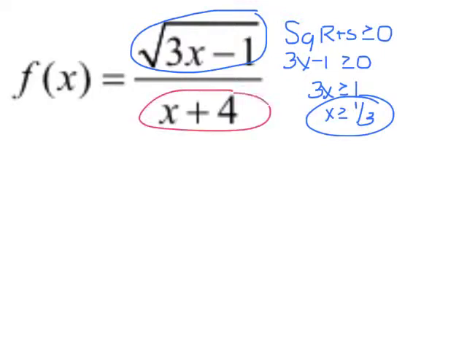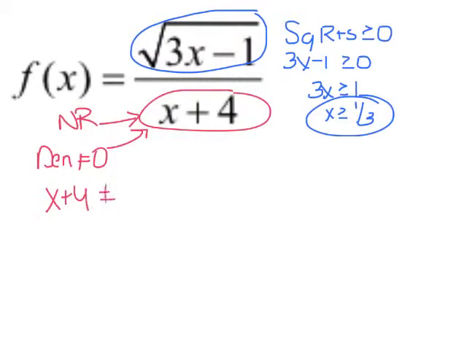Now here, x plus 4 would not give me a restriction except for the fact that it's in the denominator. So it can't equal 0. So x plus 4 cannot equal 0. So x cannot equal negative 4.